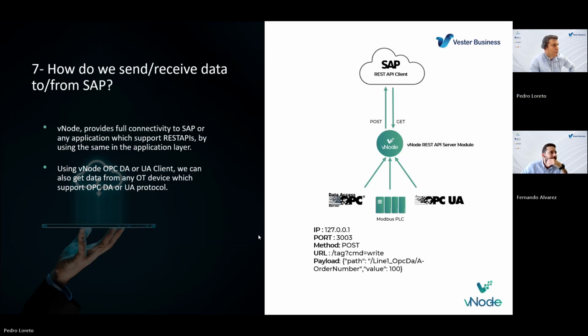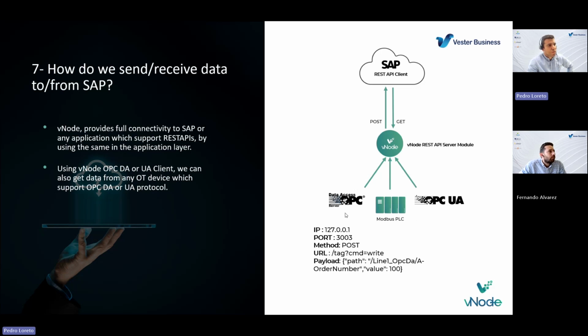So, well, the architecture or the demo that we are going to see in this webinar is a basic architecture. We are assuming that we already have the information or the data in a vNode located in the IT network. This vNode will have information from different machines or different production lines. We are considering 3 different data sources.